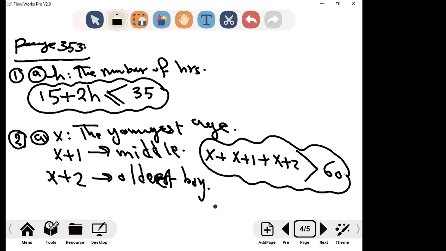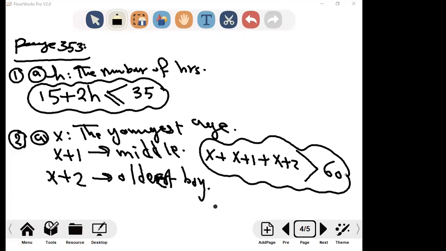Now you need to solve it. How do we solve it? We add the like terms, then we add the numbers. We have multiple steps here. So this is part A in questions 1 and 2. Now you need to solve the others also. Select with me: 1A we do, 2A we do. You will do B and C in 1 and 2.